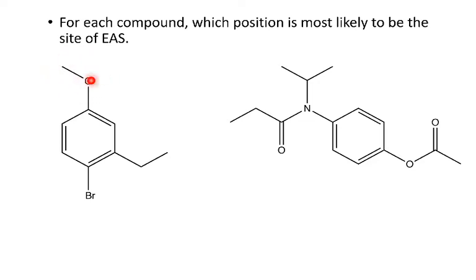It's an ortho-para director, so the para position is taken, so it's going to want to add the groups to one of the ortho positions. But this position is more sterically hindered due to its proximity to this ethyl group, and so this is the site where we'd add a group through EAS.